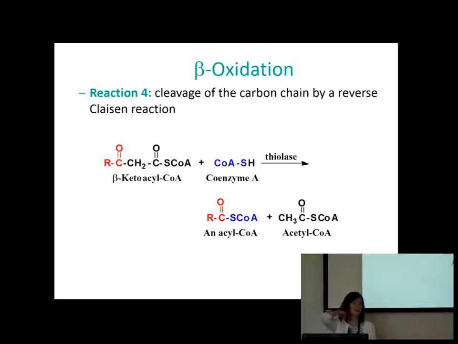What pathway has an entry molecule of acetyl-CoA? Citric acid. So this is going to go on to citric acid and get our 3 NADHs and our 1 FADH2 and our 1 GTP, which is equivalent to ATP.